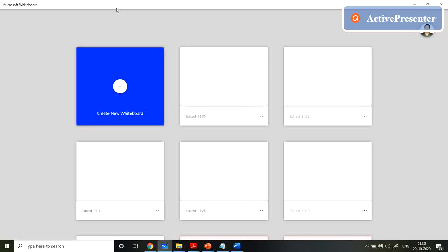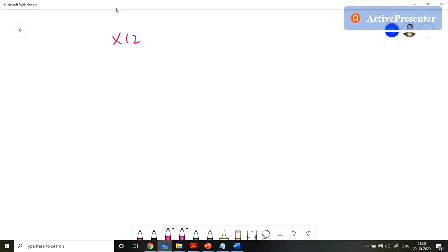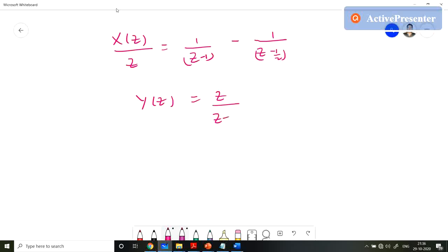So we are writing X(z) by z equals 1 divided by z minus 1, minus 1 divided by z minus 1 by 2. So what we are going to do here, Y(z) is nothing but z divided by z minus 1, minus z divided by z minus 1 by 2, and the ROC is modulus of z less than 1 by 2.